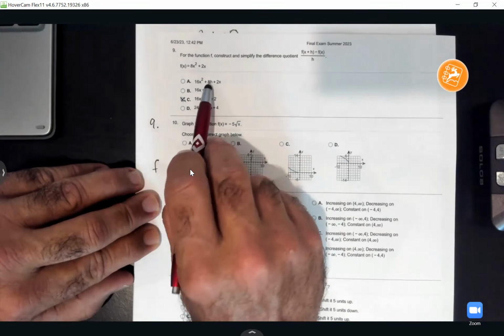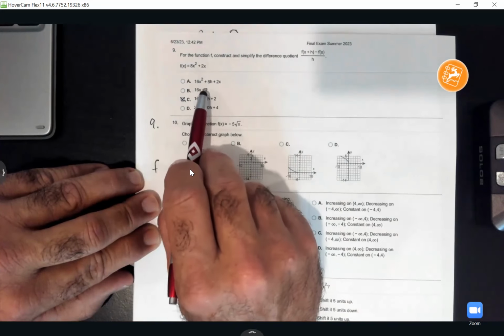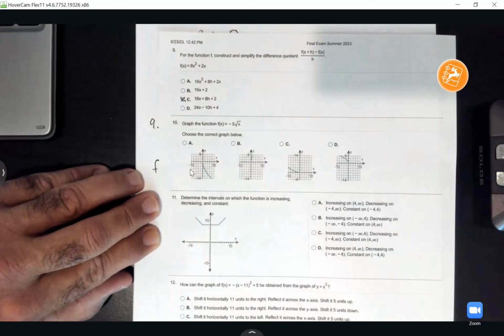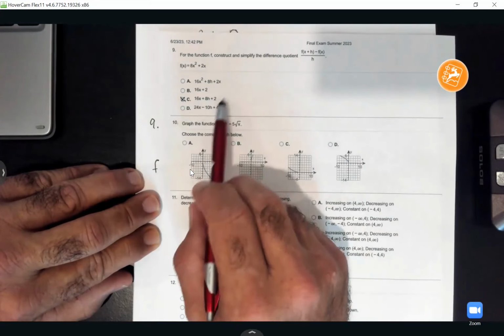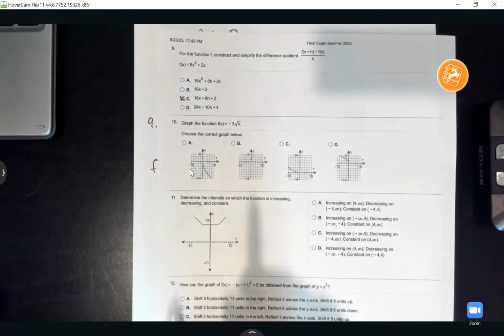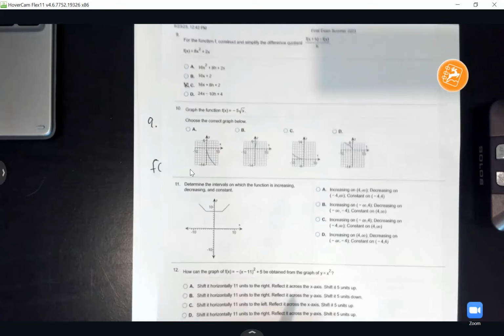So be careful. A is really close, except they left the extra square on that x there, it looks like. And then they left the x on the end. So they didn't cancel out their x terms very well on theirs, okay? So yeah, C is it. And then we move on.